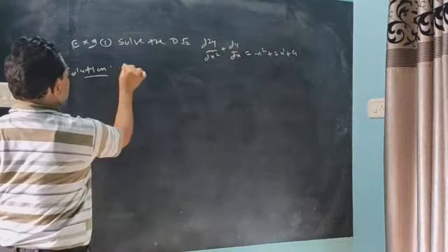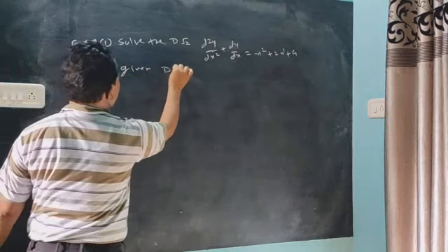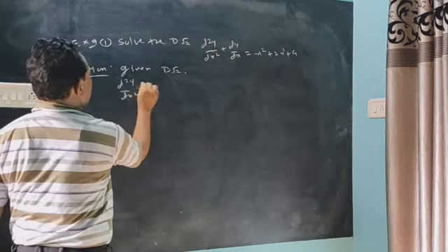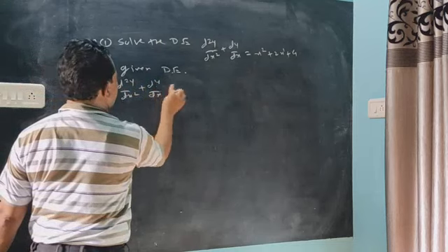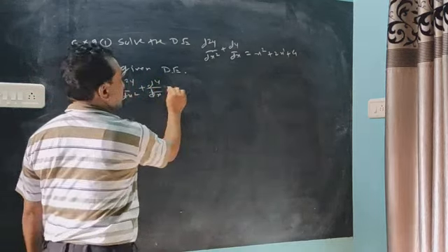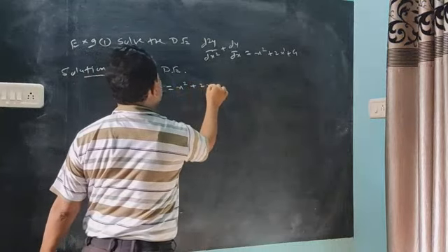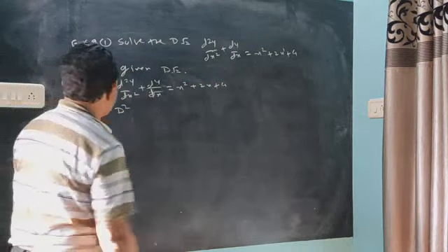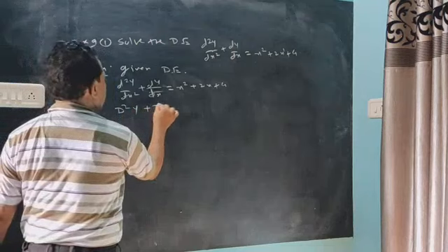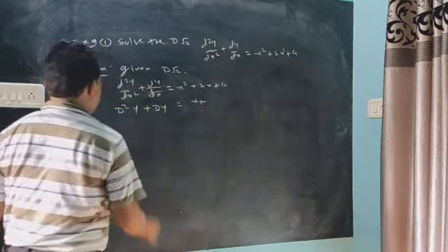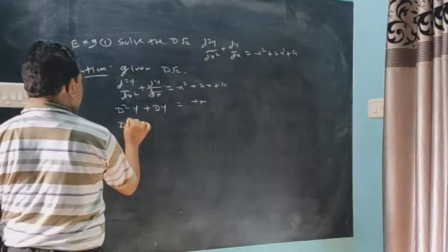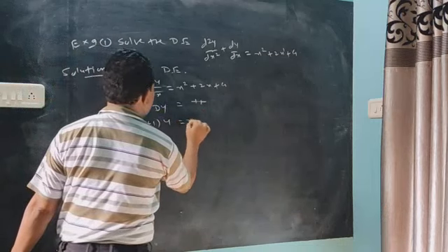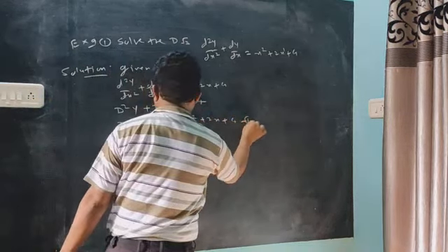Solution. The given differential equation is d square y by dx square plus dy by dx equals x square plus twice x plus 4. Using the D notation, D square plus D over y, which is D common, D into D plus 1 over y, equals the same right side. This is the original equation in terms of D.